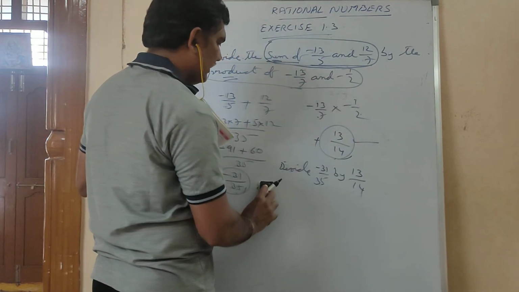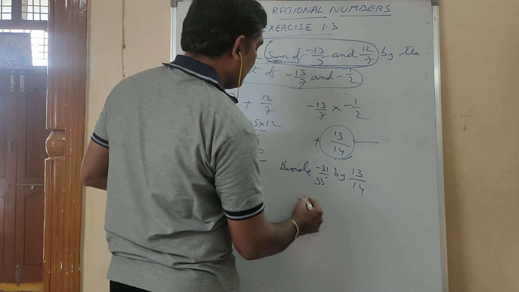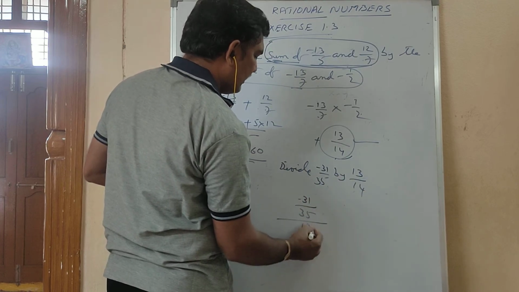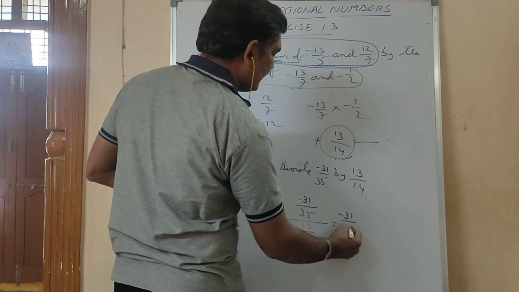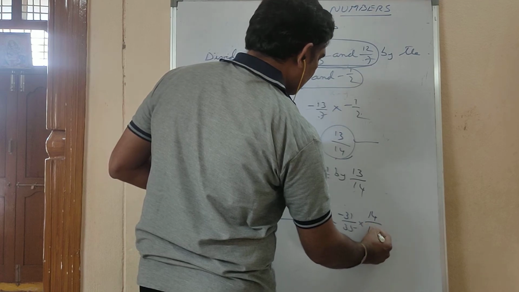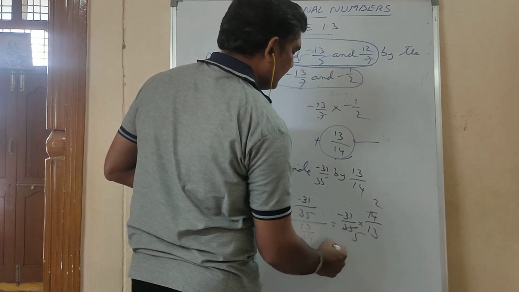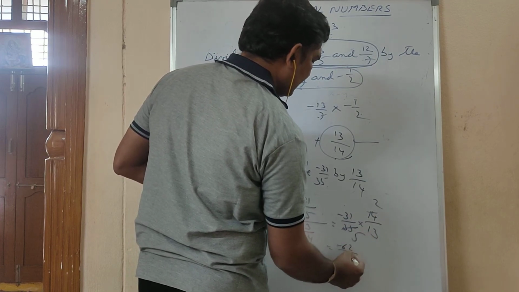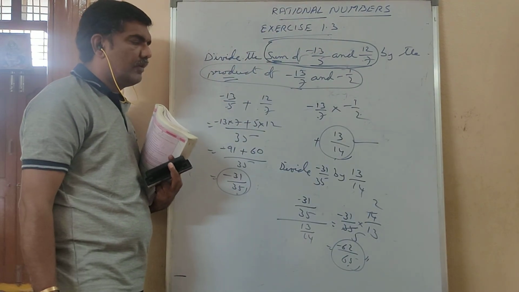Same, how can you write this one? After the word by, whatever is there goes to the denominator. Minus 31 by 35 divided by 13 by 14. Again minus 31 by 35 same, and this will be reversed: 14 by 13. Now 7 2s are 14, 7 5s are 35. Minus 62 by 13 5s are 65. This is the answer.